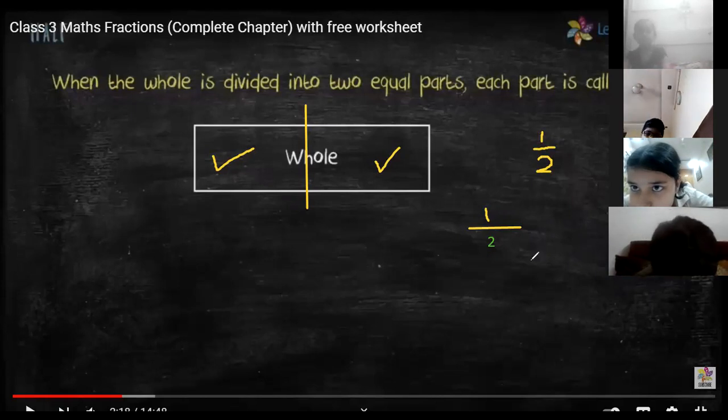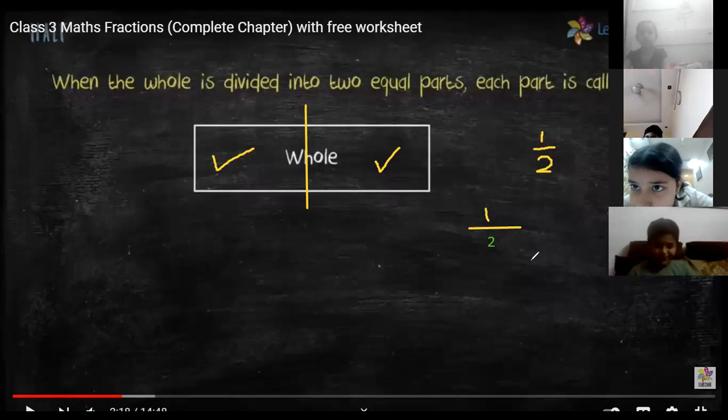So now suppose the question raises here that how many equal parts you need to make a whole. So now listen to my question once again. How many equal halves? Ma'am is asking about the halves.